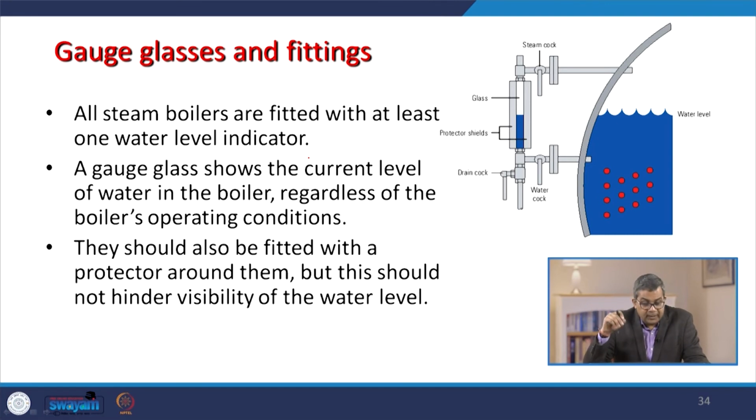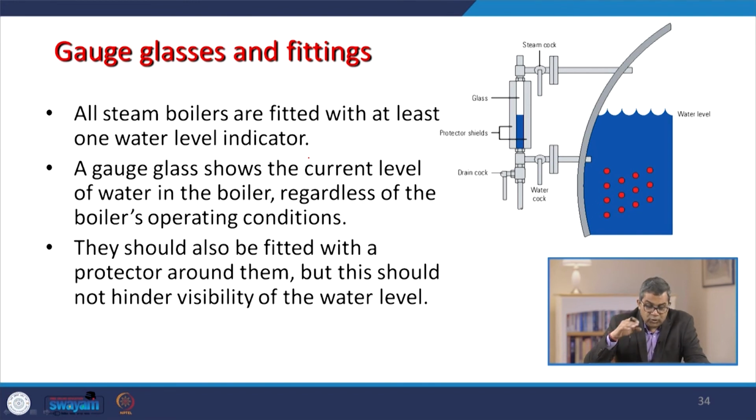the boiler, and all the steam boilers are fitted with at least one water level indicator. So, the gauge glasses and a water level indicator are among those things. Now, a gauge glass shows the current level of water in the boiler. We have already discussed the impact of the water level in the boiler if it is too high or if it is too low.